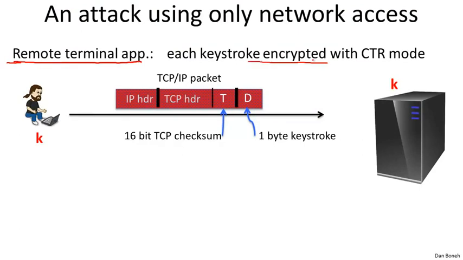And let's pretend that the encrypted keystroke is encrypted using counter mode. So here you have the TCP/IP packet. D here corresponds to the 1 byte keystroke, and as we said, it's encrypted using counter mode. And as you probably know, every TCP packet actually contains a checksum. This is a 16-bit checksum that's just used to detect transmission errors.